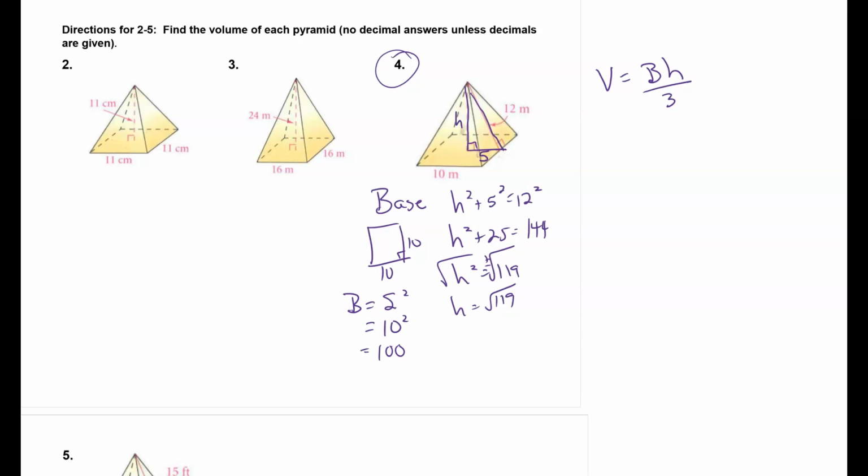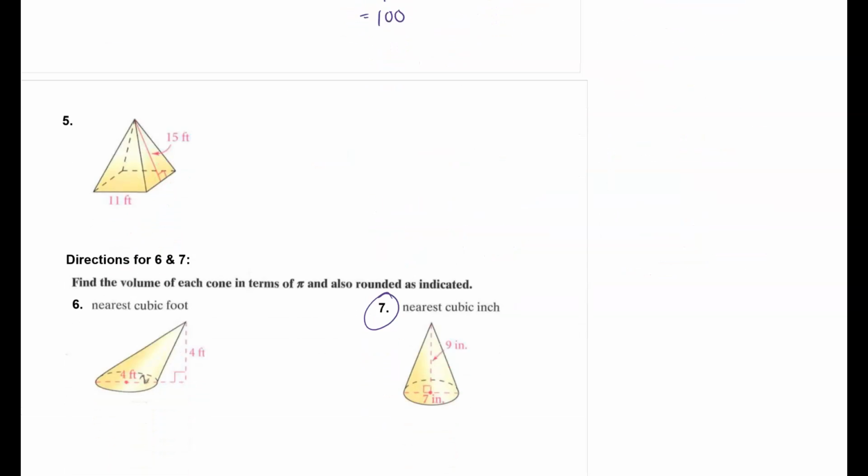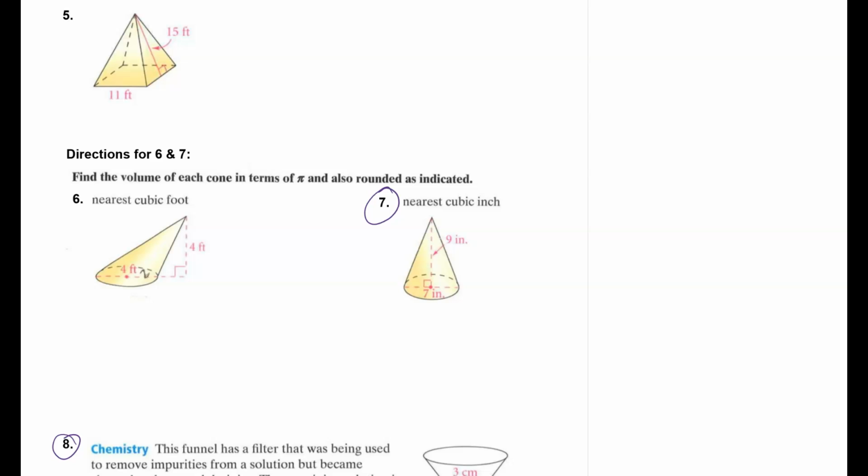Now we just plug it into the formula, the things that we have. The volume is the area of the base polygon, which is 100, times the height, which is the square root of 119, all over 3. So my final answer is 100 times the square root of 119 all over 3, and this would be in cubic meters.